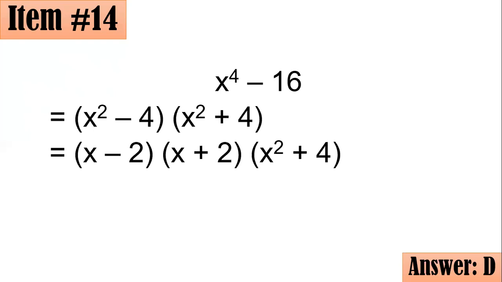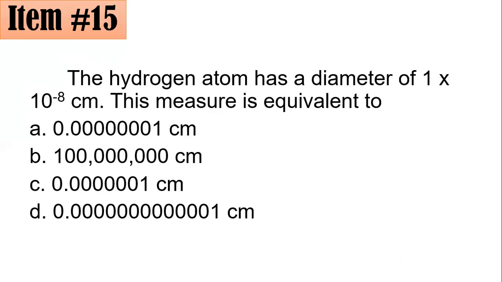Moving on. Number 15. The hydrogen atom has a diameter of 1 times 10 raised to negative 8 cm. This measure is equivalent to what? The exponent of this number in scientific notation is negative. So we are certain that this number is less than 1. Hence, we have to reject letter B.